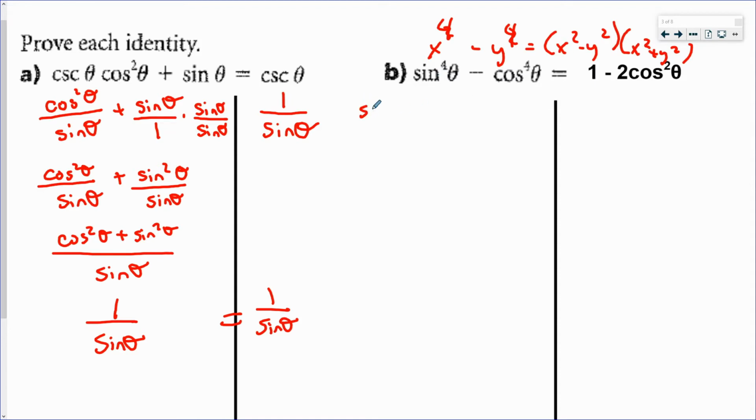So you're going to have sine squared theta minus cos squared theta in one bracket. And then in the other bracket, you're going to have sine squared theta plus cos squared theta. Now again, we know that this is equal to 1.